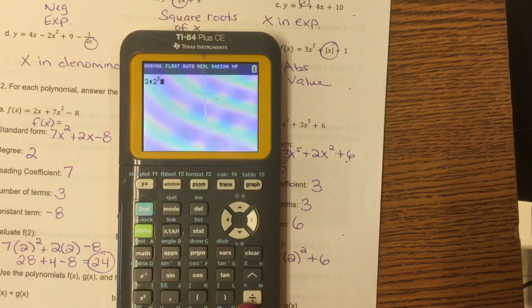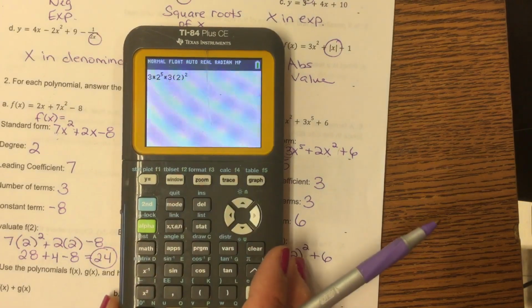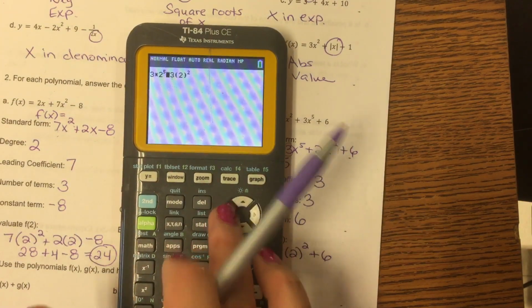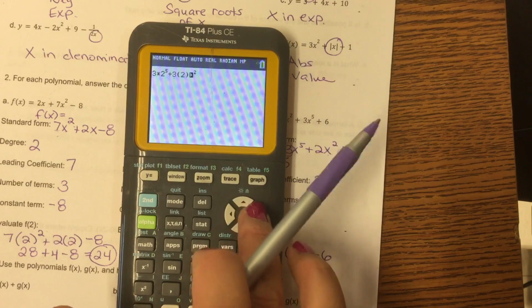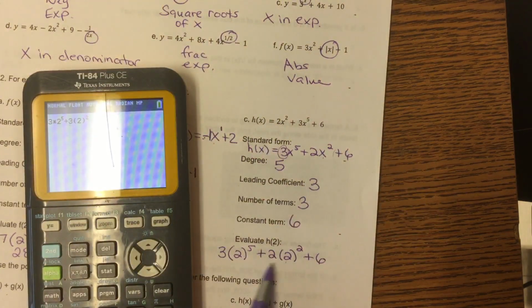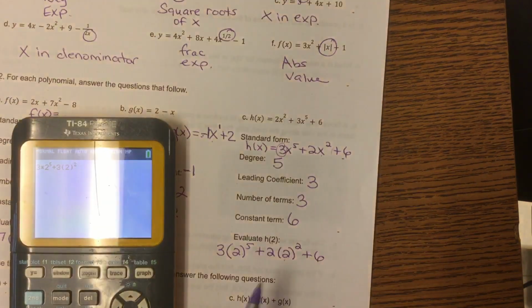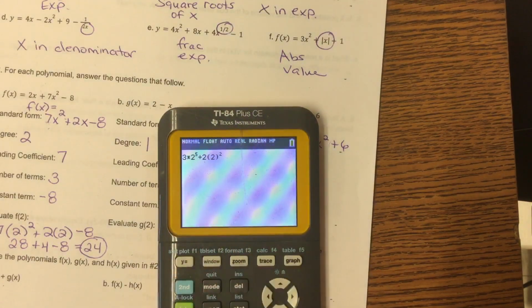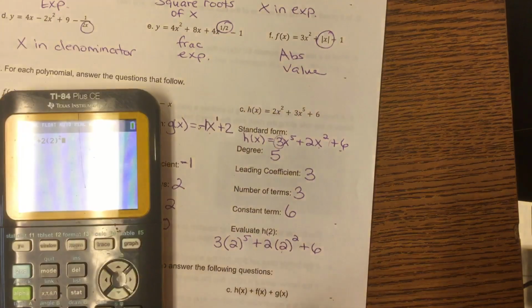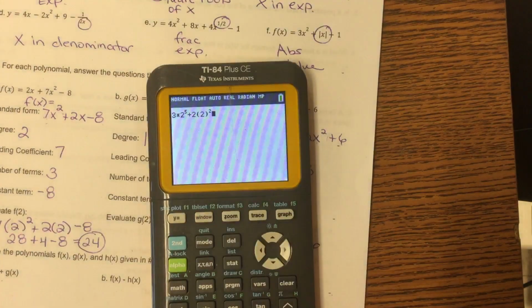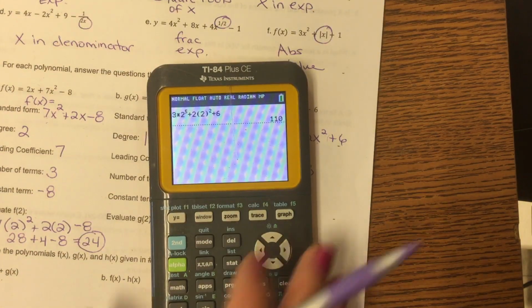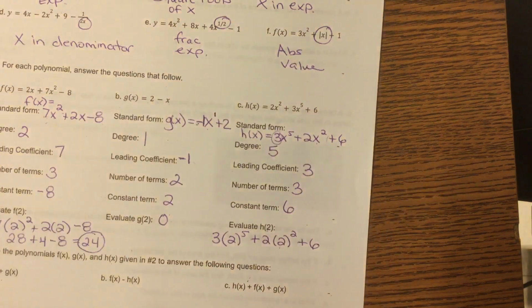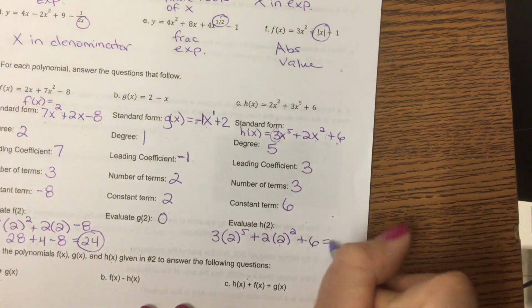I'm going to do times 3 times 2 squared to show you what parentheses would have looked like. Oh, this should be a plus right here. I'm adding 3 times, it's actually 2 times 2 squared. So I can actually go back and put a 2. So 2 times 2 squared, and then plus 6. So that comes out to 110.